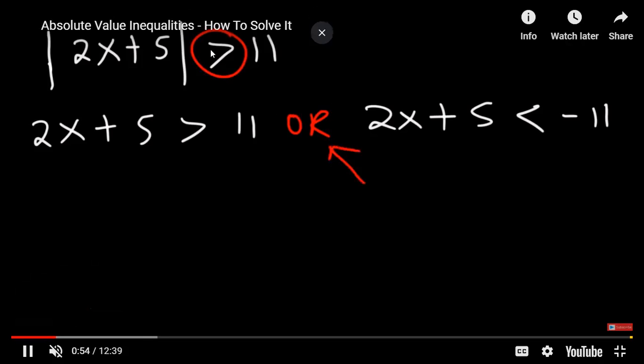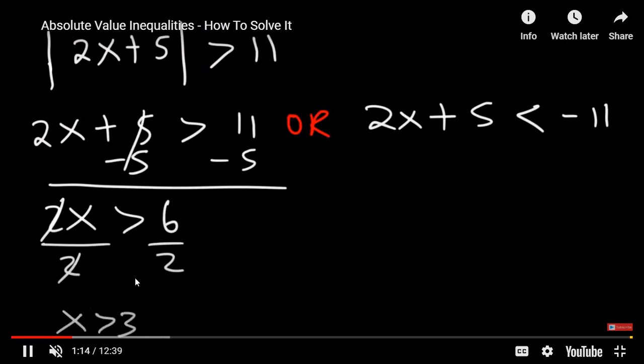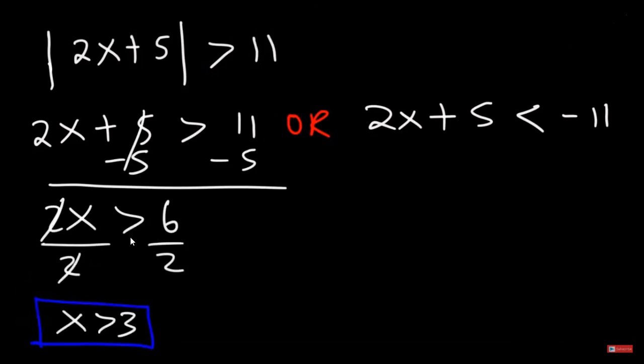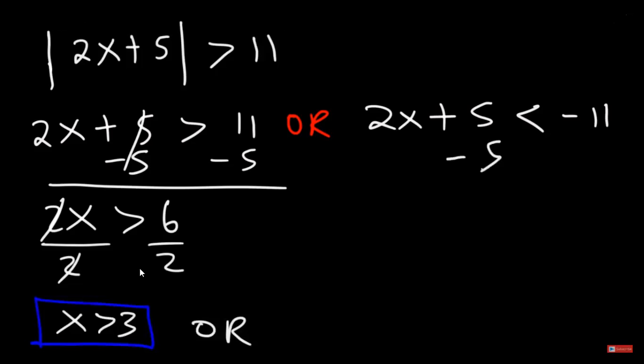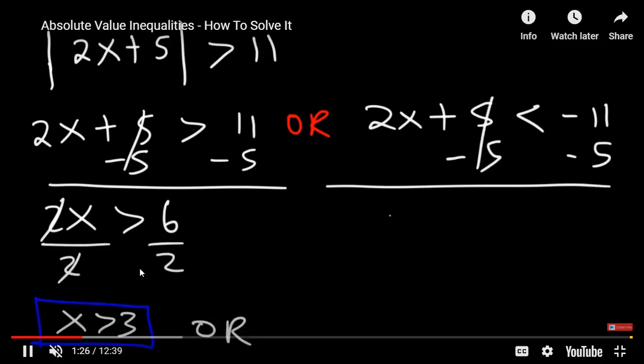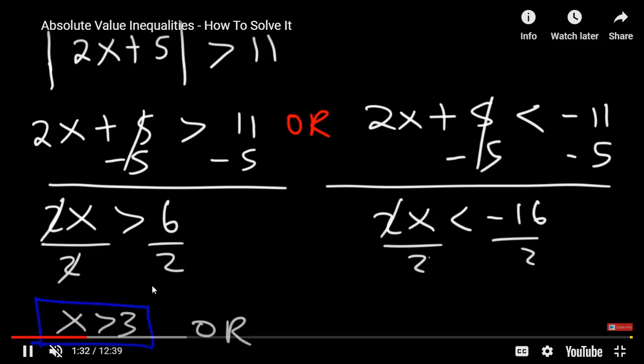Okay, once you have more than a positive number, you have this answer or this answer. Solve the inequality, add the additive inverse, so we have 2x more than 6, divided by 2 for both, then x is more than 3. So this is the first answer. Or we will go to the second part, add the additive inverse, so 2x less than negative 16, divided by 2 for both, then x is less than negative 8.